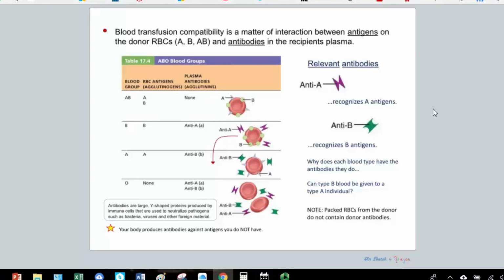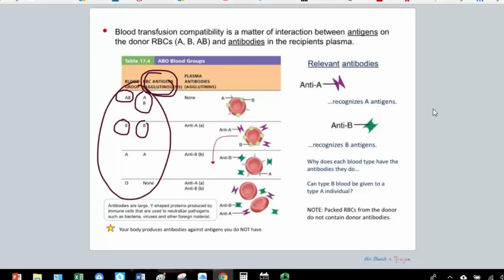All right, so let's look at this table here. These are the different ABO blood groups. These are the blood groups right here. So we have A, B, AB, and O. These are the antigens that we find on each of those red blood cells. So not surprising that on blood group AB, we find antigens A and B. On blood group B, we find B antigens. Okay, so all this should make sense now.